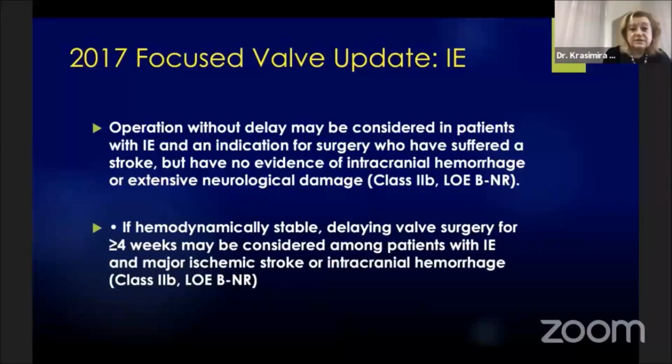In 2007, the focused valve update guidelines on infective endocarditis stated that operation without delay must be considered in patients with infective endocarditis and an indication for surgery who have suffered a stroke but have no evidence of intracranial hemorrhage and extensive neurological damage. If hemodynamically stable, valve surgery delayed for more than 4 weeks may be considered among patients with infective endocarditis and major ischemic stroke or intracranial hemorrhage.